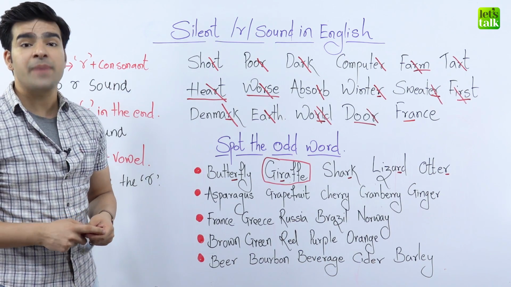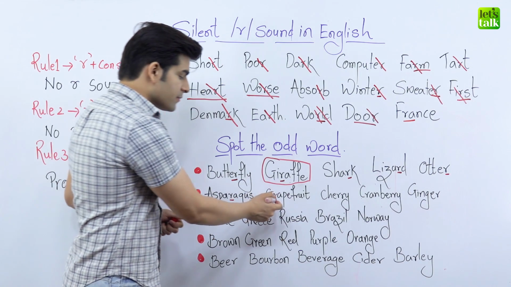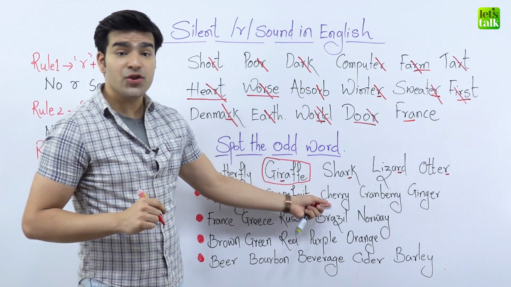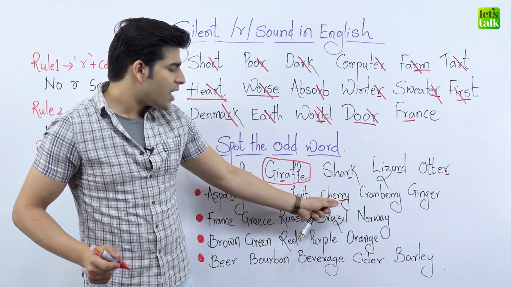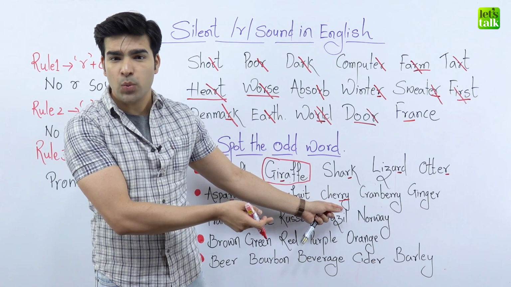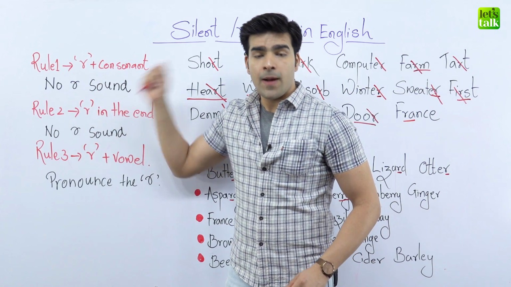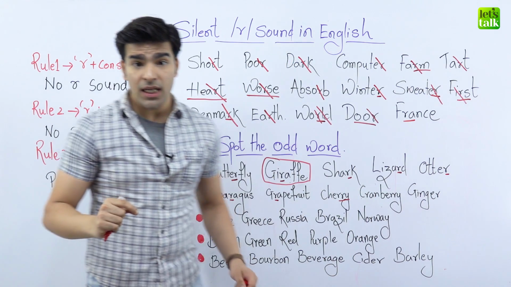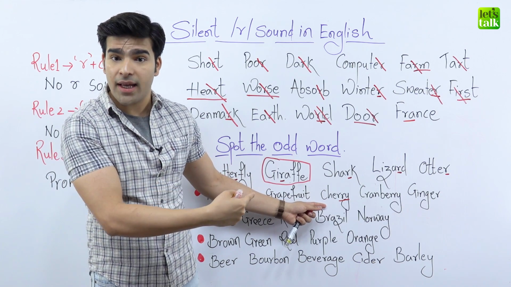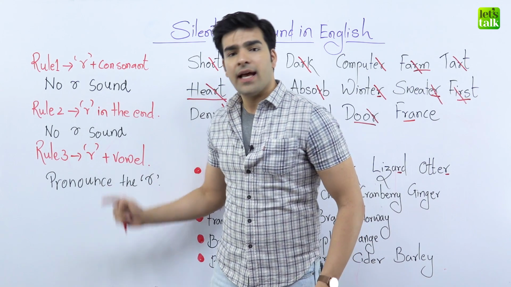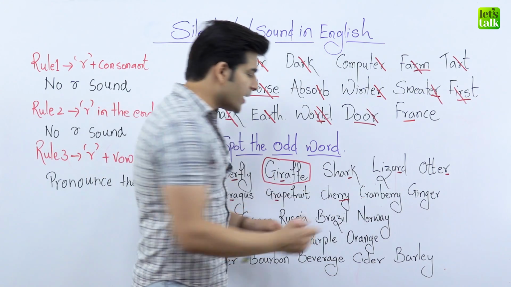Next one is asparagus. I do pronounce the R sound. Grapefruit. I do pronounce the R sound. Cherry. Now you must be wondering that R is followed by another consonant, which is Y. Why do we pronounce the R sound here? Well, it is for the reason that in cherry, the sound that comes after R is the E sound of the letter Y. And that is why, E being one of the vowels, we pronounce the R in the word cherry. Next is cranberry.